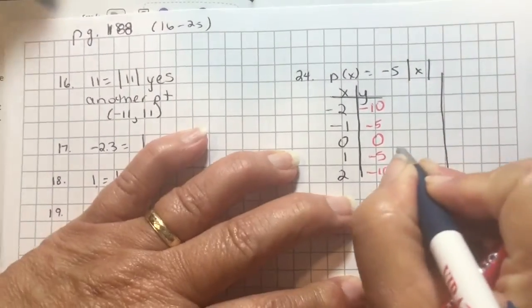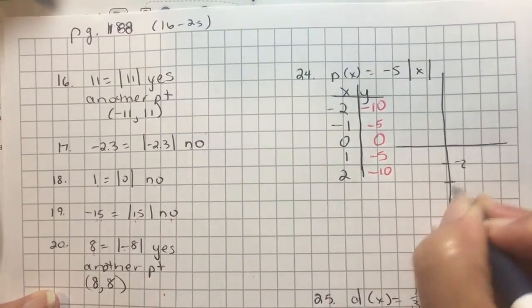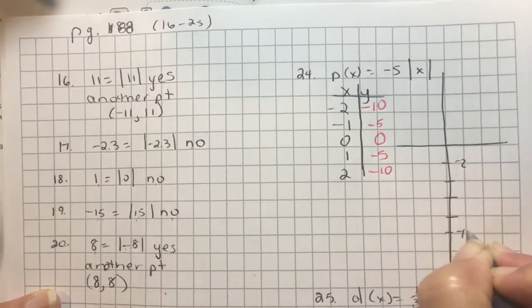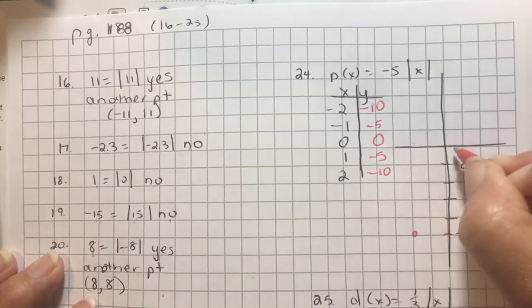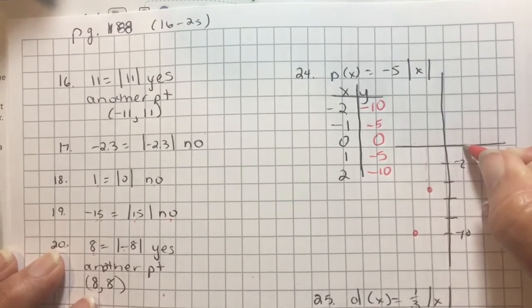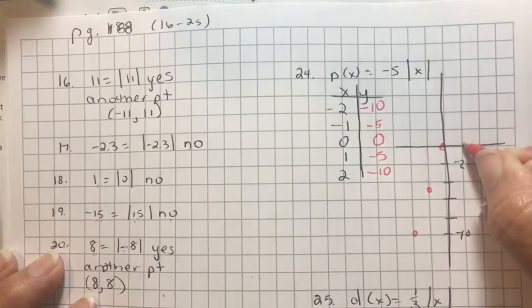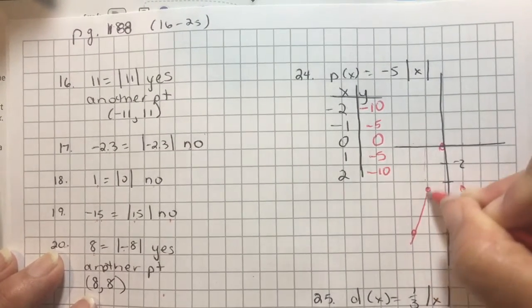And let's graph these. I think I will go negative 2, 4, 6, 8, 10. Negative 2, negative 10. Negative 1, negative 5. 0, 0. 1, negative 5. And 2, negative 10.